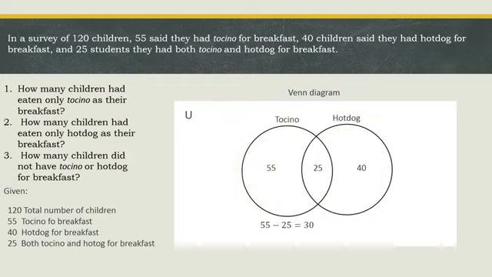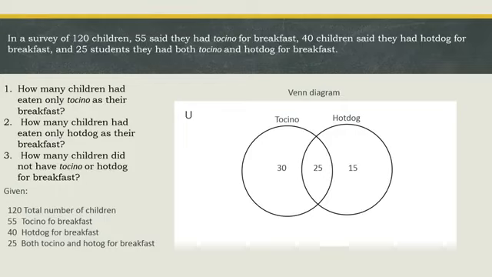So meaning, since 25 is part of 55, so that is 30. So in total, 55 gyapon sila. Next, you have 40 minus 25, that is 15. So in total, 40 gyapon sila. Okay, this is now our Venn diagram. Next is i-total na to.